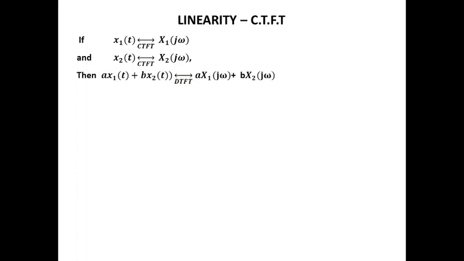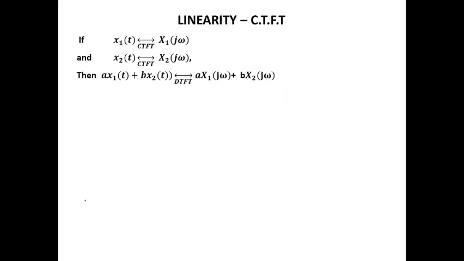Here the meaning is x1 of t is the time domain signal, x1 of j omega is the Fourier transform signal obtained by performing CTFT. So we can tell that x1 of j omega is the Fourier transform of x1 of t, right? x2 of t, continuous time Fourier transform, is x2 of j omega. If this is the case, then a x1 of t plus b x2 of t CTFT will be equal to a x1 of j omega plus b x2 of j omega, right?